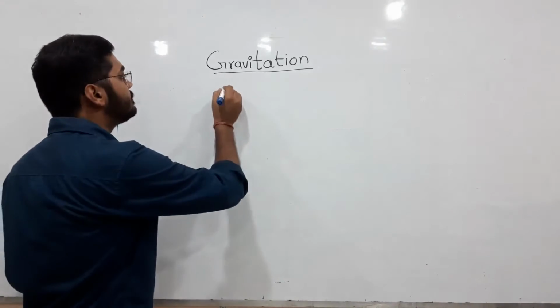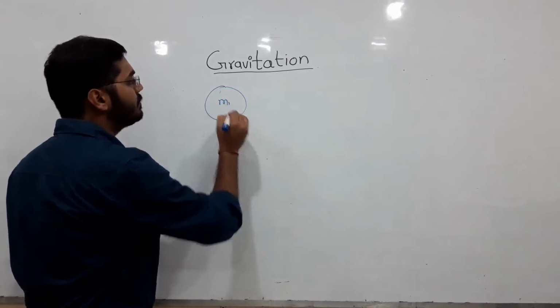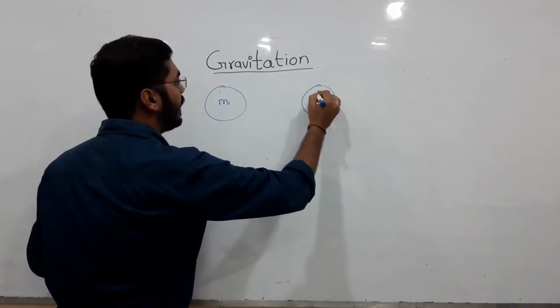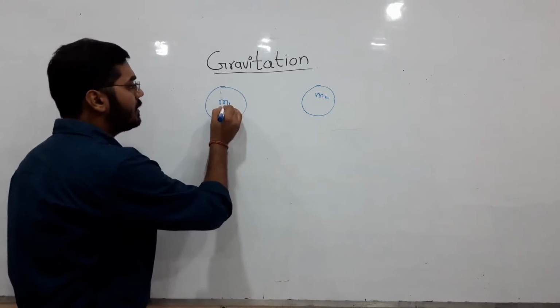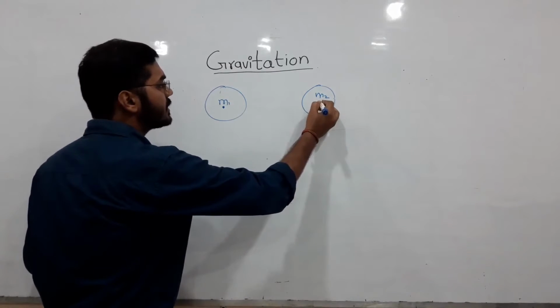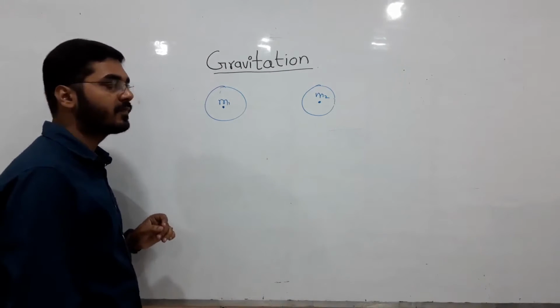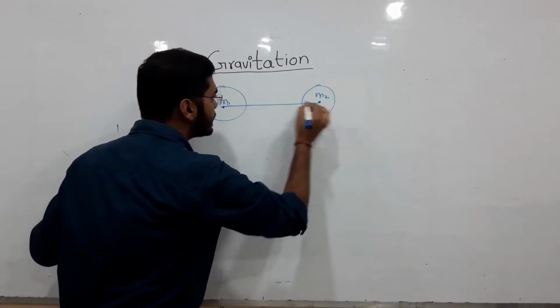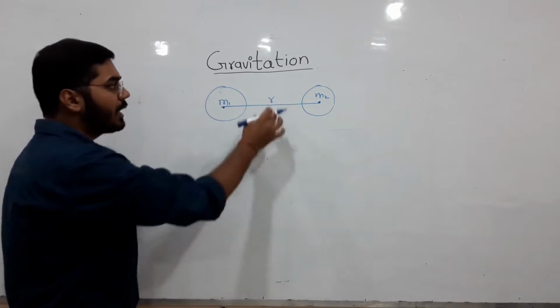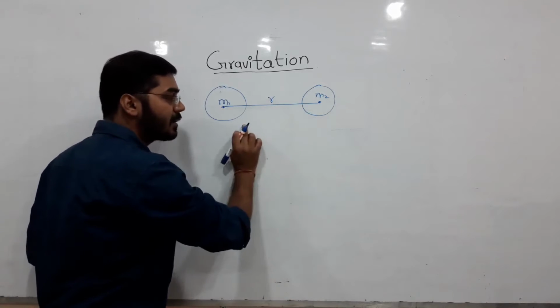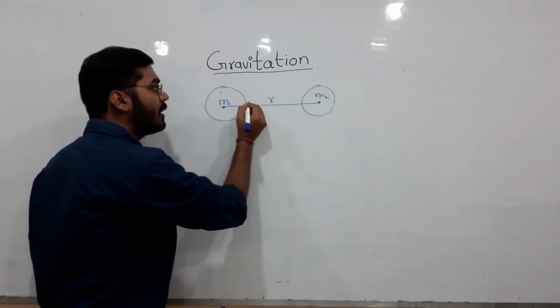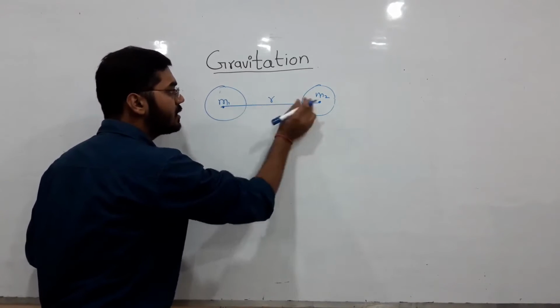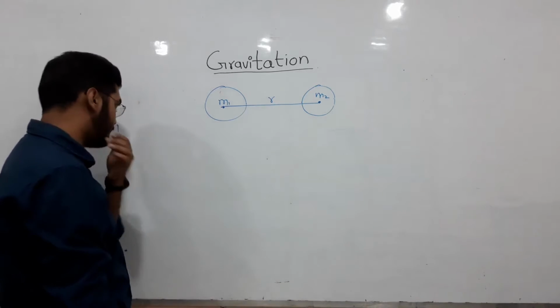So he said if there is mass m1 and there is another mass m2, this is the center of mass m1 and this is the center of mass m2. So he said when the masses are put at a distance of r, what is r? R is the distance between their center points, not between this surface and this surface. R is the distance. Okay.